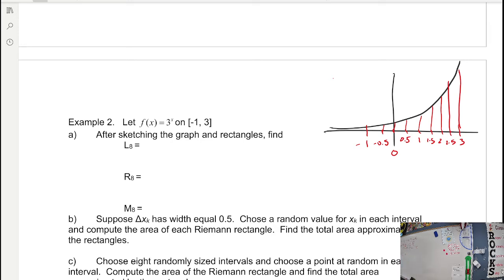That's the interval they told us. So I drew those first, here and here. Then I marked out the tick marks based off of this width. I just started counting. 0.5 of that would be -0.5, right? So -1, -0.5, 0, 0.5, 1, 1.5, 2, 2.5, and then 3.